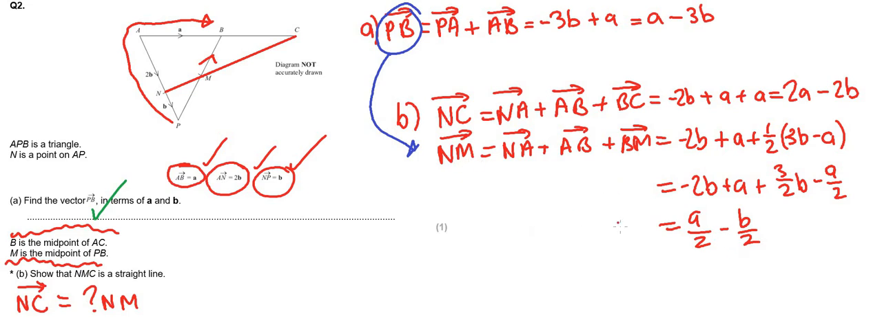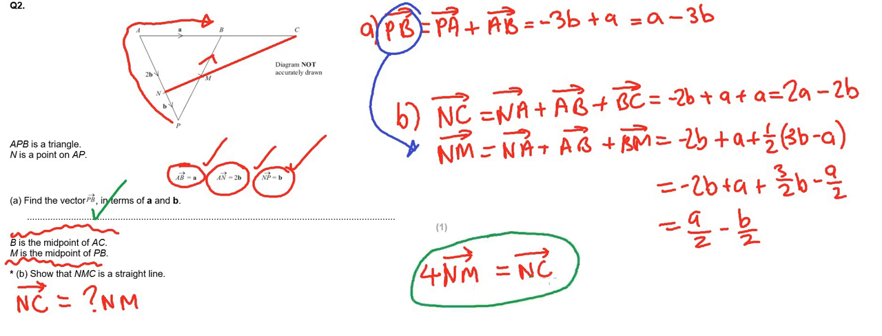Now, is NC equal to something times NM? Well, you can see that NC is 2A minus 2B, and NM is half an A minus half a B. So if I take NM and multiply that by 4, I'm going to get NC. Because if I multiply this by 2, I get A minus B. Multiply that by 2, I get 2A minus 2B. So I have shown that these two are on the same line, but NC is just longer, and therefore it is a straight line.